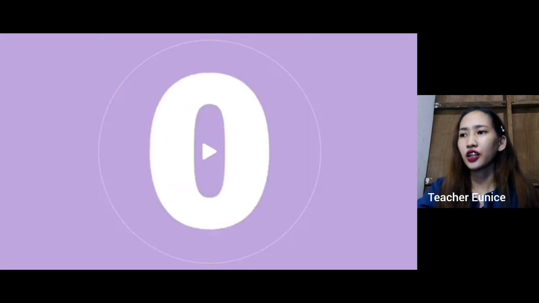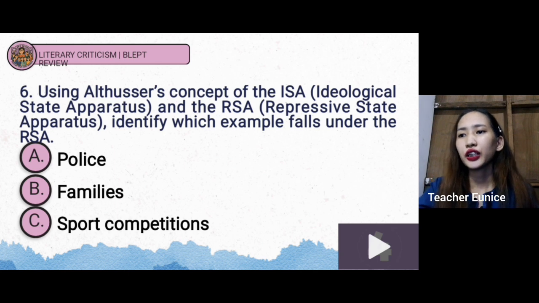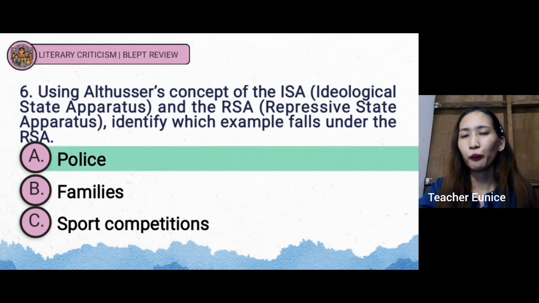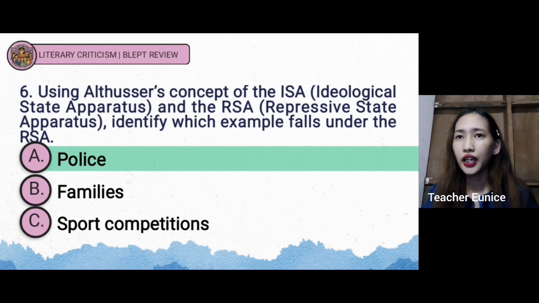Okay, time is up. So the correct answer is letter A, police. So why? Guys, when we say repressive state apparatus or RSA, it refers to those apparatus that are able to physically control the population, those that threaten to act with force. It rules if rules are not upheld.